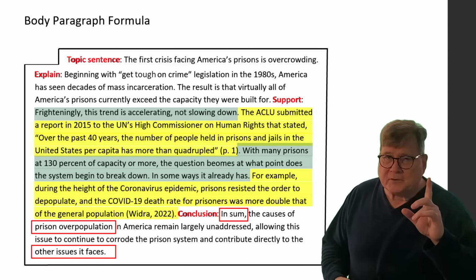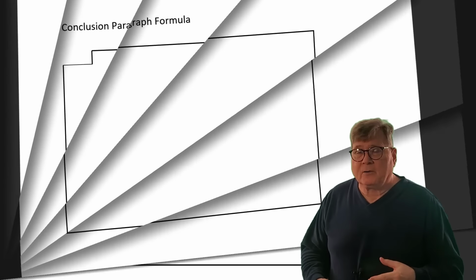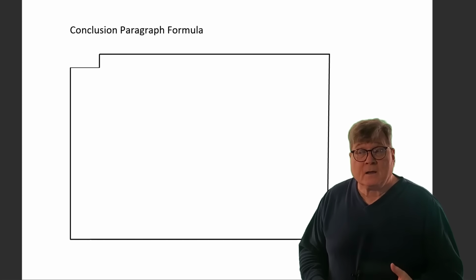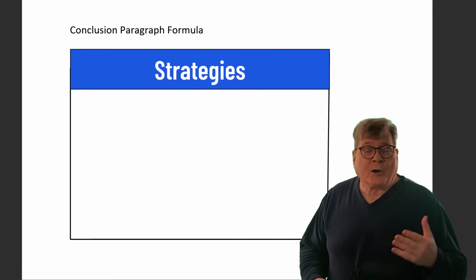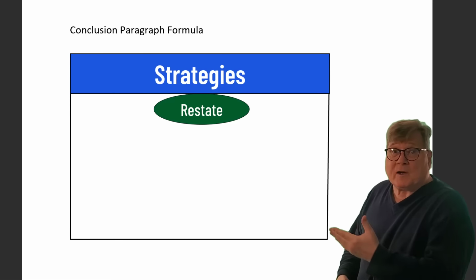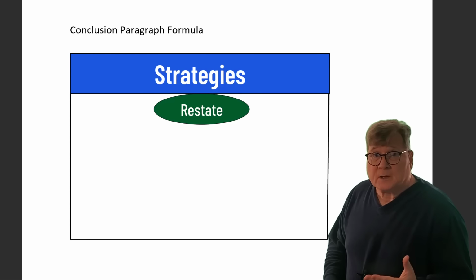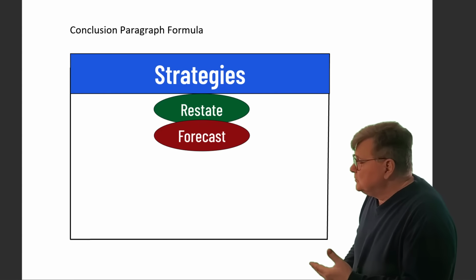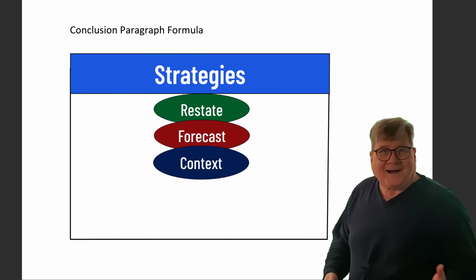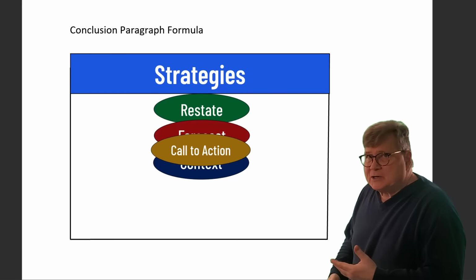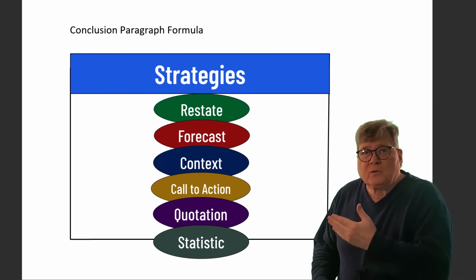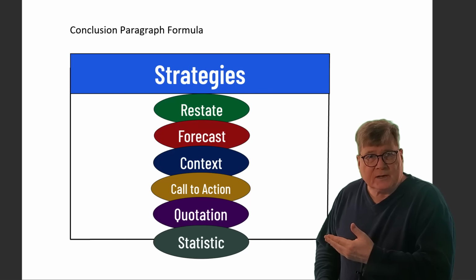Okay, one more paragraph to do, and that's probably the most simple paragraph to do in your entire essay, and that is the conclusion paragraph. Like the introduction paragraph, there are a number of strategies that you can use. You can restate the thesis and summarize the main points. Sometimes that's appropriate. You can forecast consequences. Sometimes that's appropriate. You can place the topic in a broader context. You can call for action. You can give an ending quotation, an ending statistic. In other words, choose one of the strategies that best fits your needs.